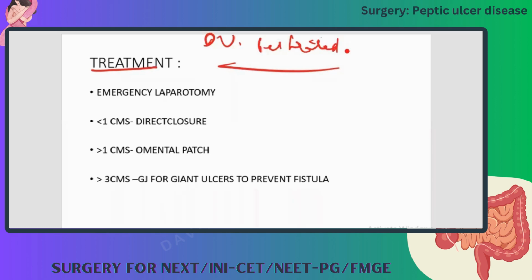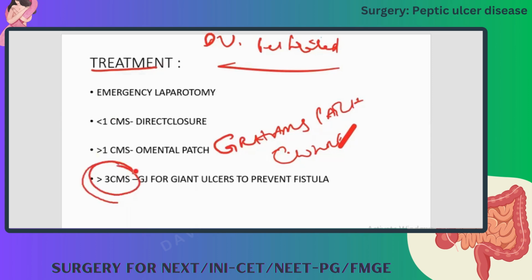If it is more than 1 centimeter, put some omental patch. This has a name, it is known as Graham's patch closure. Just take some omentum and put over it and suture over it. And if it is a big opening, big perforation, more than 3 centimeters, then you have to do a gastrojejunostomy.